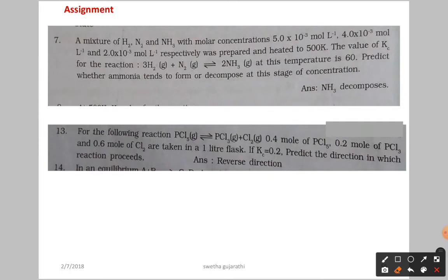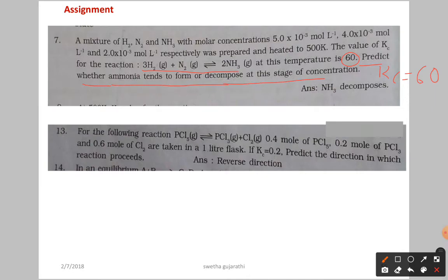Kc value here, the equation is already given. That is 3 moles of hydrogen and 1 mole of nitrogen give rise to 2 moles of ammonia. For this, Kc is already given. How much? Kc value is equal to 60. Now, predict the direction, whether the ammonia tends to form or decompose at this stage.